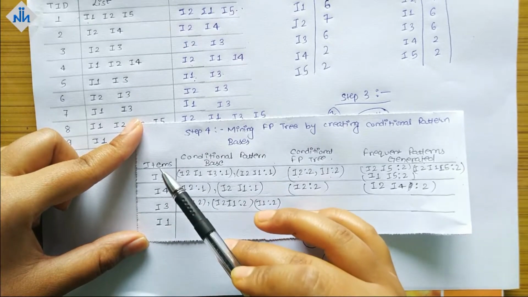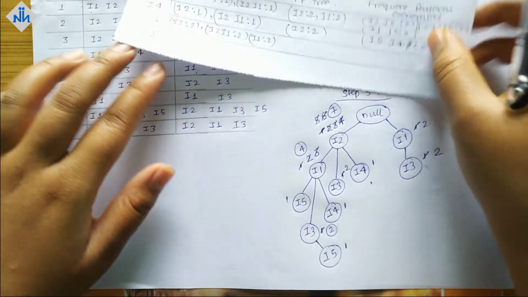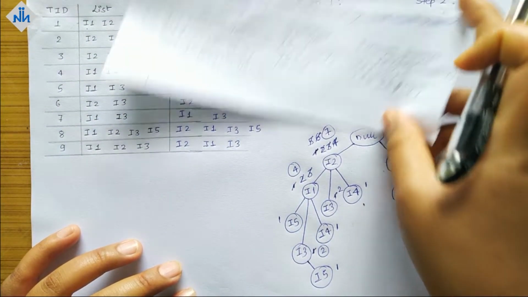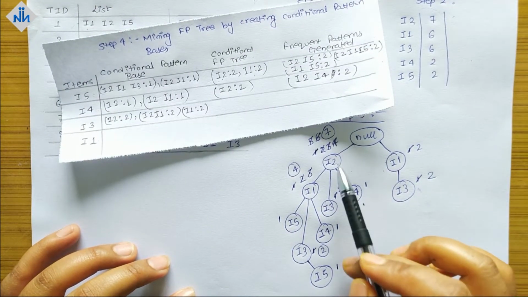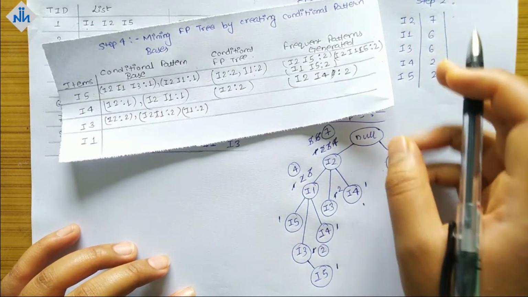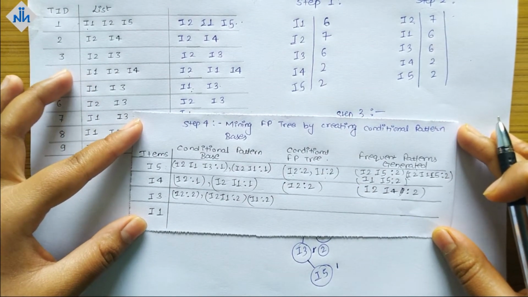We have our items over here. We will have I5, I4, I3, I1, because we are starting from the very end. We will not include I2 because it is a child node of the root, and since it is, it will not have any frequent item set. So this is what we are trying to form. Now let me tell you step by step how we do this.